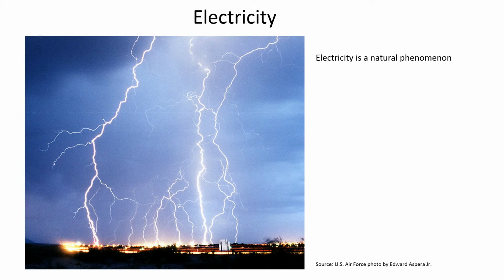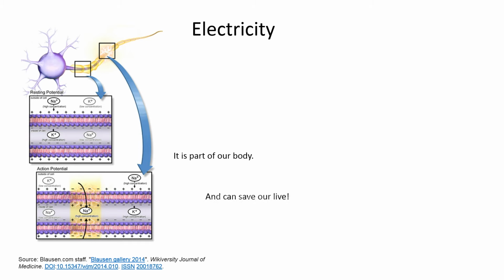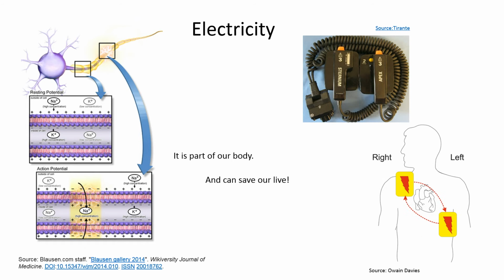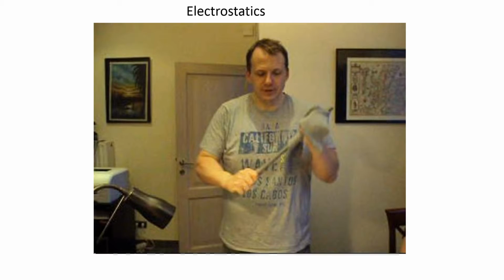We have all seen lightning, and electricity is also part of our body, in the nerve cells, and it can save our life, for example, when we have a cardiac arrest. So, electricity is important in our daily life. Let's look at what it is.